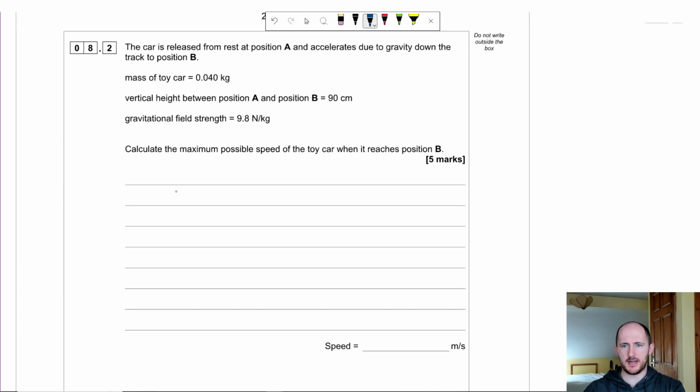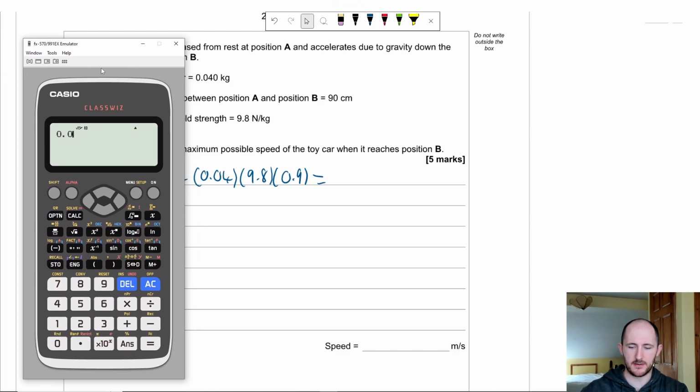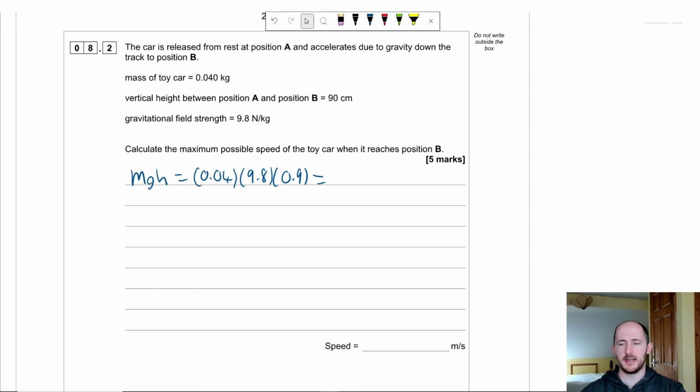So if we do mgh quickly, for the initial gravitational potential energy, we get 0.04. There is actually a very fancy mathematical way of doing this where you can shorten this by quite a bit, but I'm not going to go through that in this video. But you can actually do a very cool thing, which if any of you want to do A-level physics, you will do quite a bit. But 0.04 multiplied by 9.8 multiplied by 0.9 gives me 0.3528.